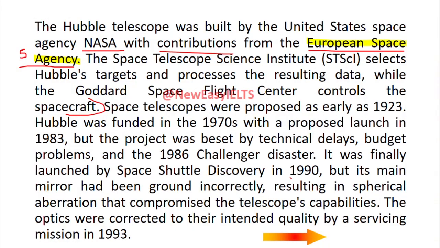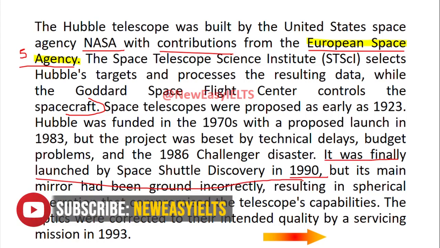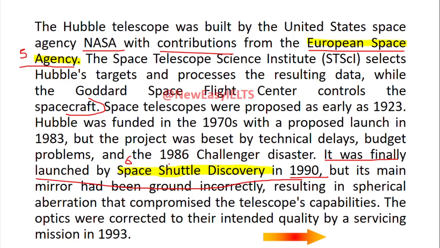Next, we have to find the keyword 1990, because years and names always give you a fast clue. You can easily grab the clues. So now we have to find the year 1990, and here it is. It was finally launched by Space Shuttle Discovery in 1990. So what is your answer? Discovery or Space Shuttle Discovery, because we have a 3-word limit, so you can write Discovery as well as Space Shuttle Discovery. And this is your sixth answer.